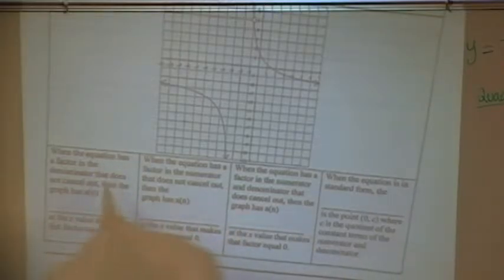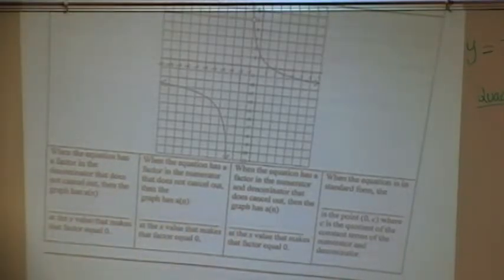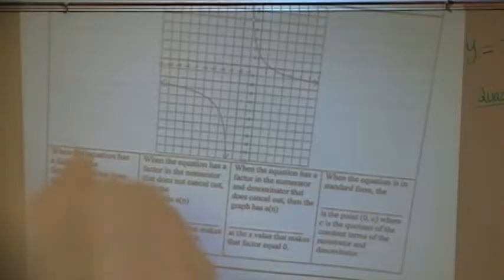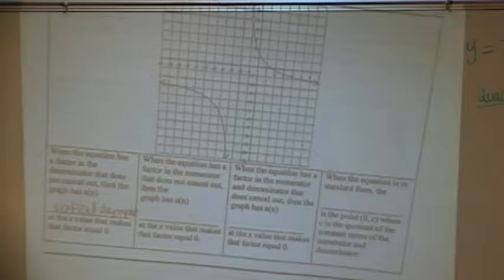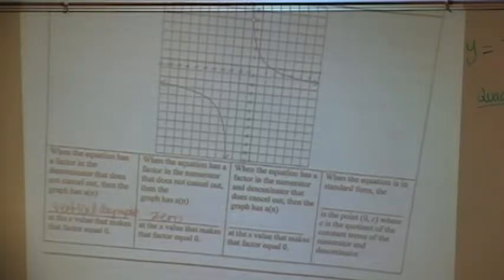When the equation has a factor in the denominator that does not cancel out, what is it when it's non-removable? It's the horizontal. Vertical. Vertical asymptote, very good. It is infinite. If the equation has a factor in the numerator that doesn't cancel out, what is that? That's a 0. You could call it a root also, a 0 or a root or a solution, all the same thing.